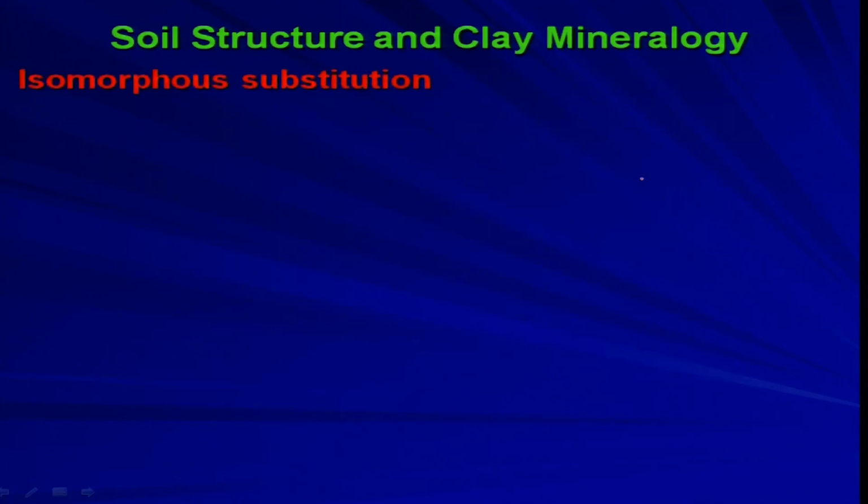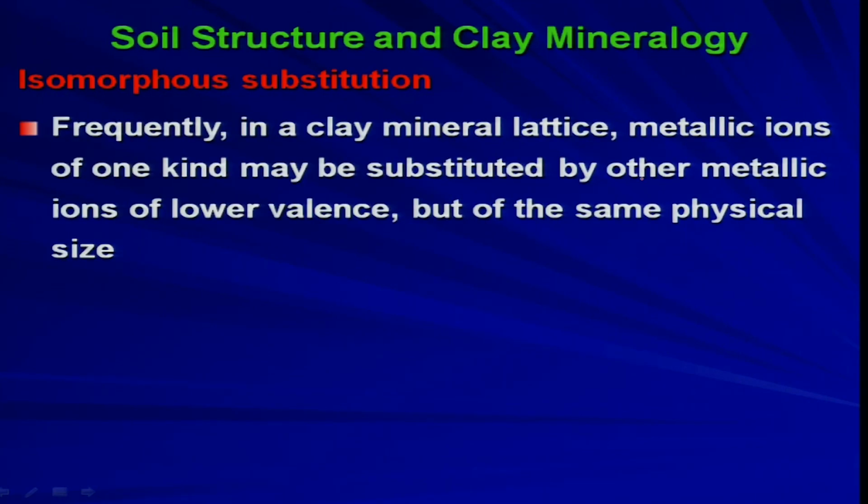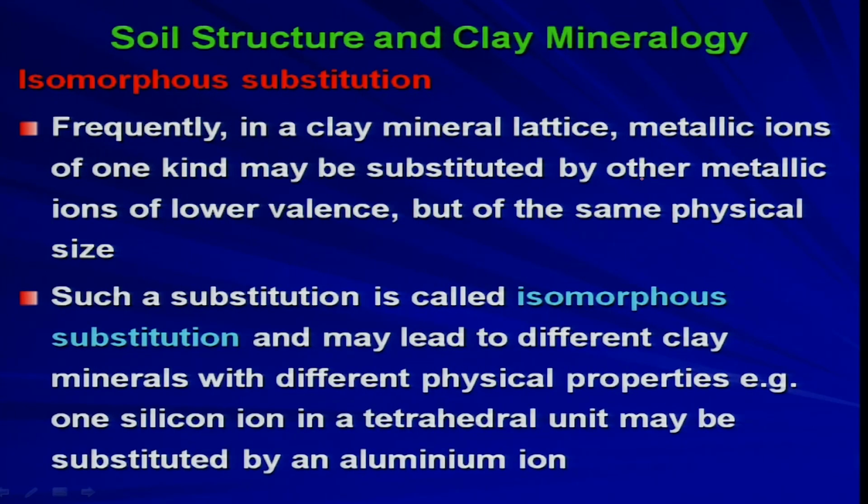Now, coming to what is known as isomorphous substitution, because you need to know a little bit of chemistry to understand these things. Frequently in a clay mineral lattice, metallic ions of one kind may be substituted by other metallic ions of lower valence, but of the same physical size. Such a substitution is called isomorphous substitution and may lead to different clay minerals with different physical properties.